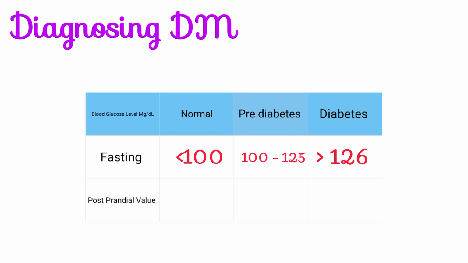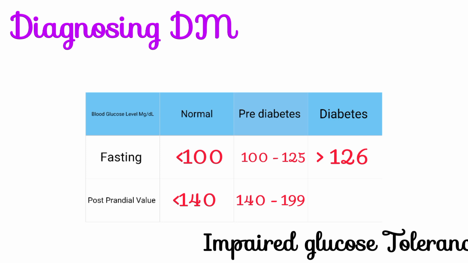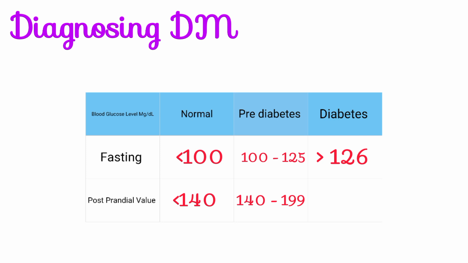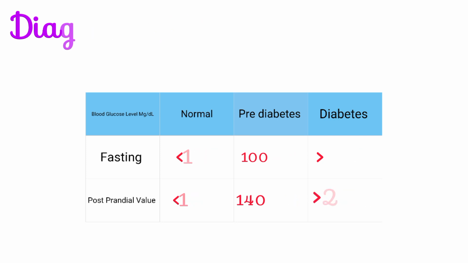For postprandial, if the patient's blood glucose level is less than 140, it's normal. If the glucose level is between 140 and 199, the patient is in the pre-diabetes stage, which means impaired glucose tolerance. If the patient's blood glucose level is greater than 200, the patient has diabetes mellitus.